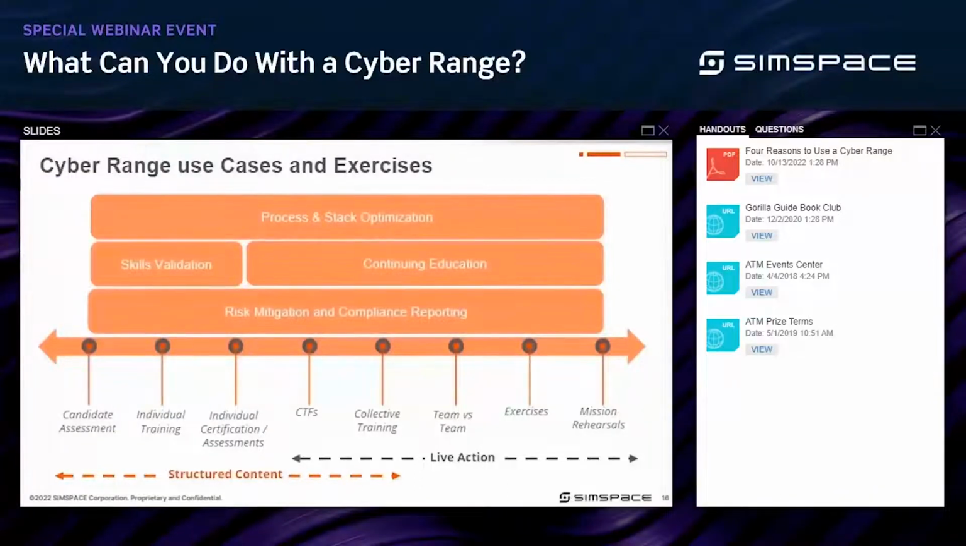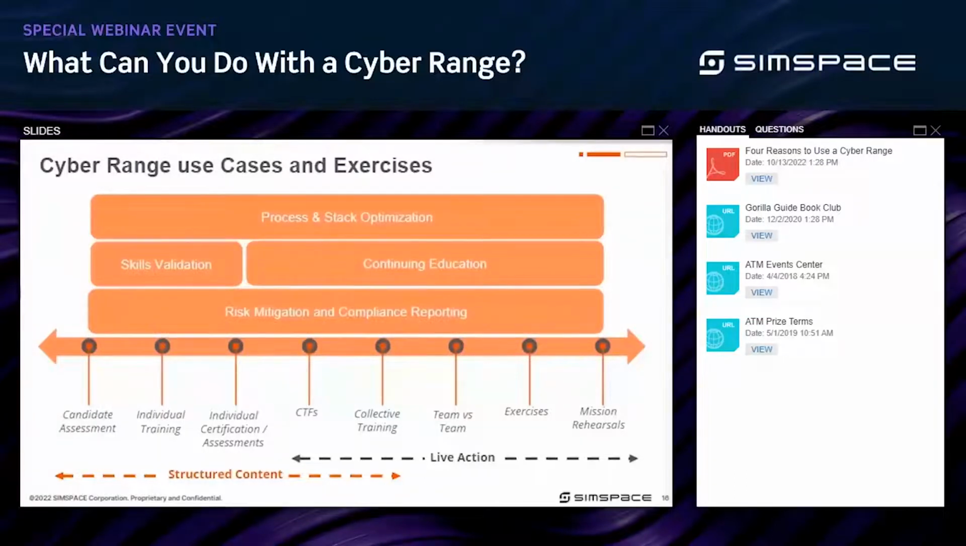With that range, you can do process and stack optimization. With a range, you want to evaluate a new product. You don't need to figure out how to fit it into your enterprise system. You can throw it into the range, and if it doesn't work, you can tune it there until you get it to a point where you realize we don't want this product, or we do want this product, and we want it to look like this. You can do all of that identification and tuning in the range. Plus, you can then throw your teams in there and do skills evaluation. You can do continuing education.